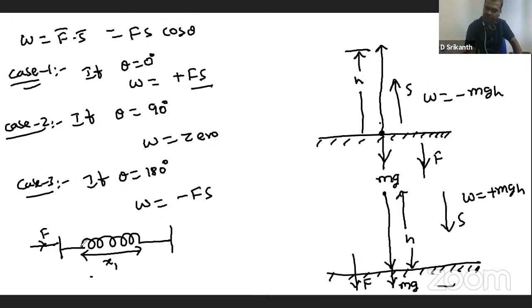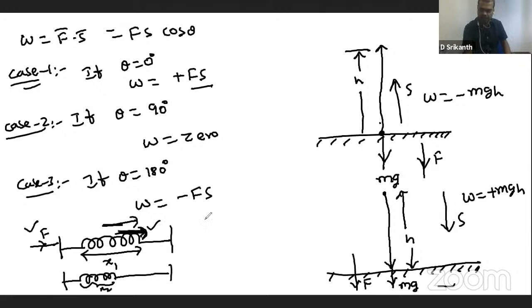Length of the spring will decrease. So the restoring force means the spring length is decreased. This is x2. Now the restoring force will bring the spring into equilibrium. See here, force and displacement are along the same direction, whereas whenever I apply the pulling force, force and displacement will be in the opposite direction.